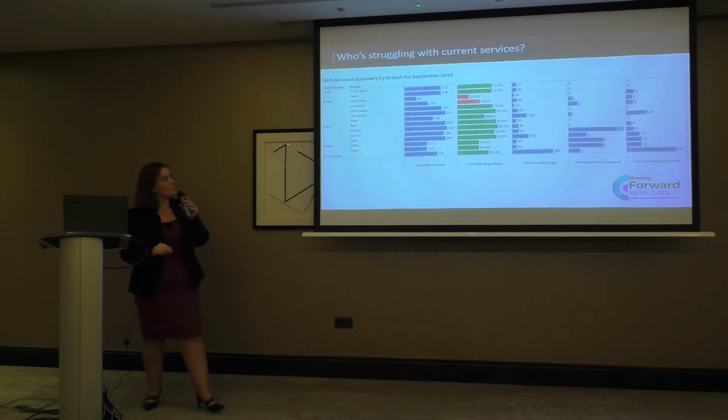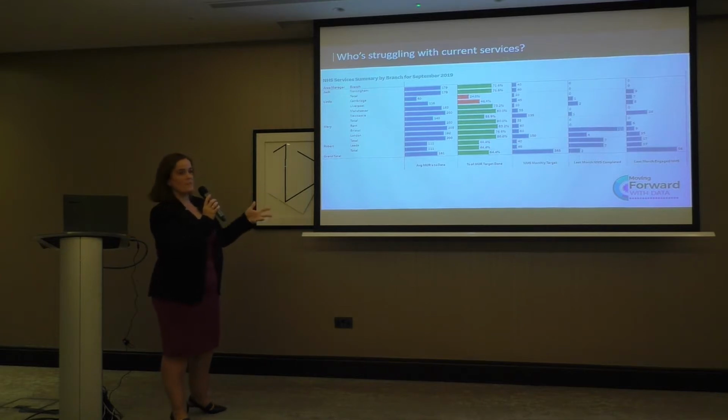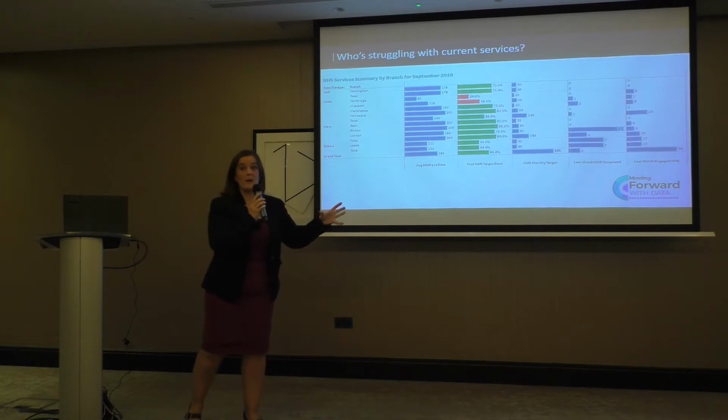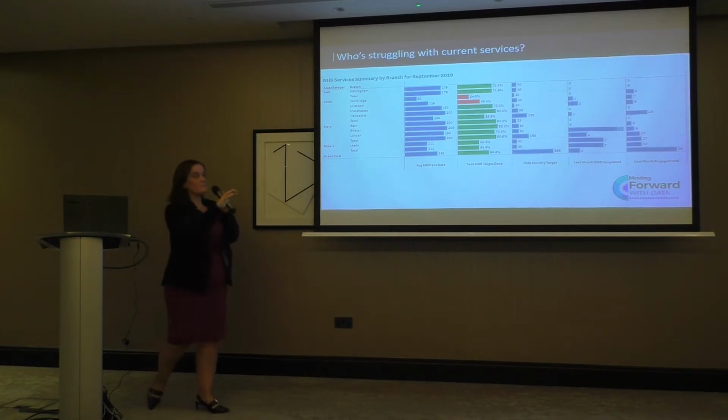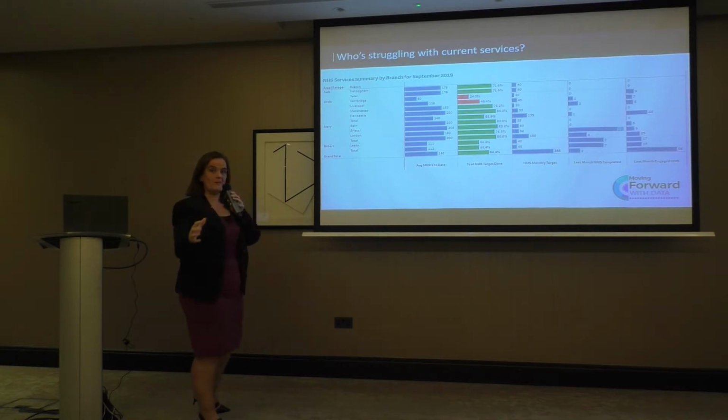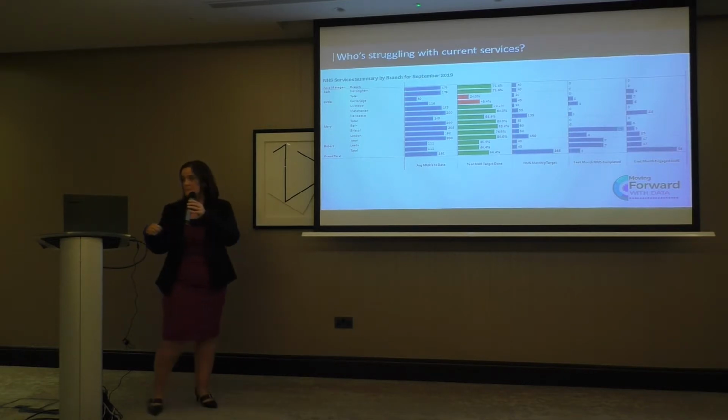So, who's struggling with the current services? Which of my branches have got problems? Who's doing the NMS? Who's doing it well? Who can talk to the other branches? It's all about the visibility and the transparency of seeing all the branches together.